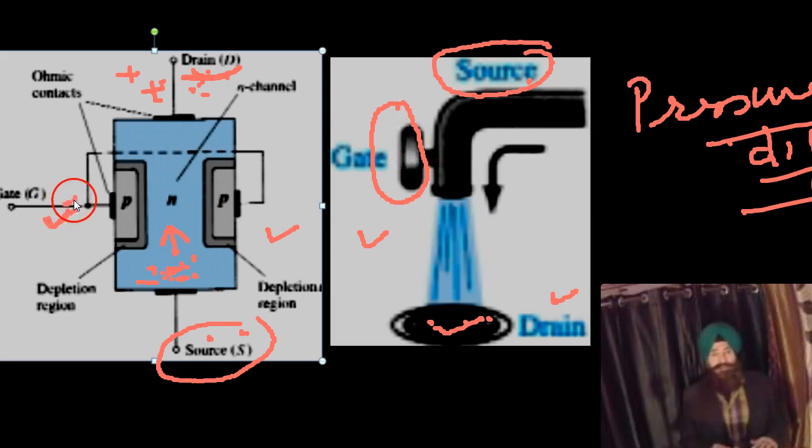By giving a negative potential to the gate, the current flowing between source and drain can be controlled. For water flow, pressure difference is required, and this knob controls the amount of water. Similarly, a potential difference makes a current flow, and that current is controlled by the gate.